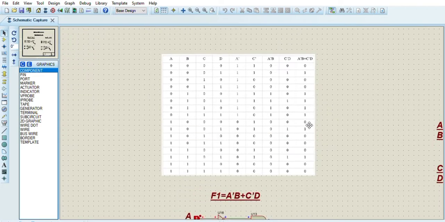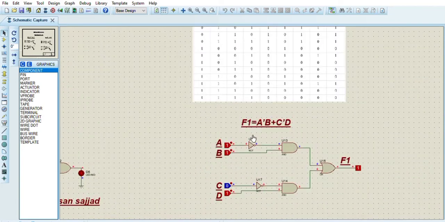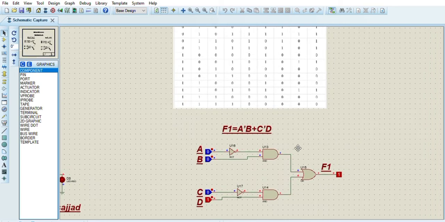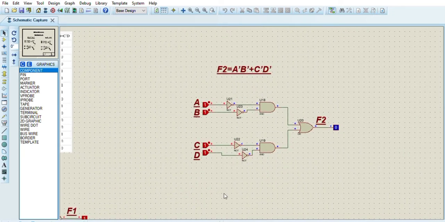So come towards the other example for this graph, 0 0 0 1. 0 0 and 0 1, then it will be turned on. So the fourth function here is this. You have to make the logic table by yourself, and let me know in the comment section what you have learned from the previous truth table.